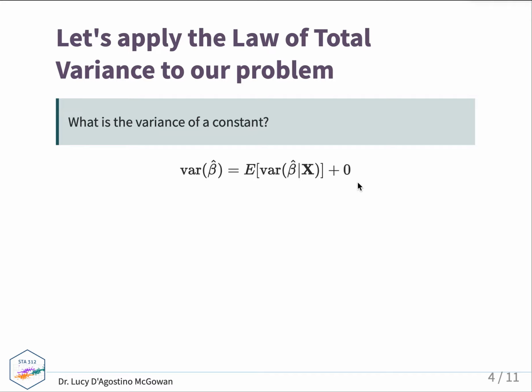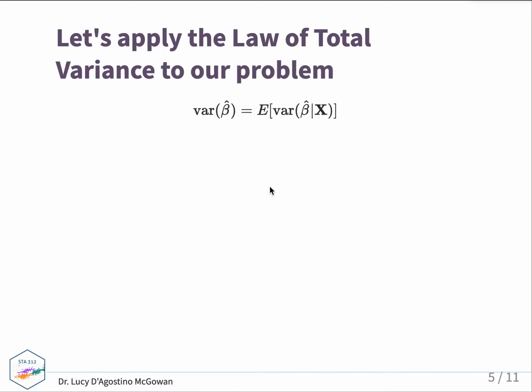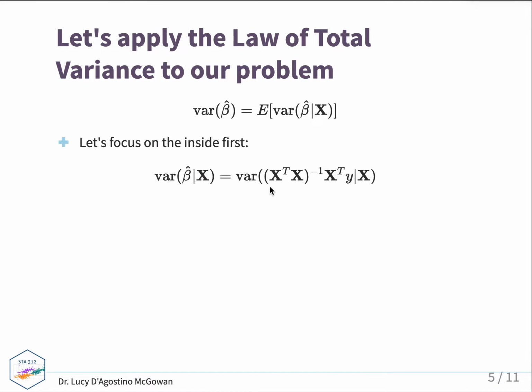Now we know that the variance of beta hat is equal to the expectation of the variance of beta hat given x. This simplifies our problem, and means we can just solve for this inner variance, the variance of beta hat given x. So let's focus on this inside part. I filled in what beta hat is. Beta hat is x transpose x inverse x transpose y. So I've rewritten this expression with that: the variance of x transpose x inverse x transpose y given x.